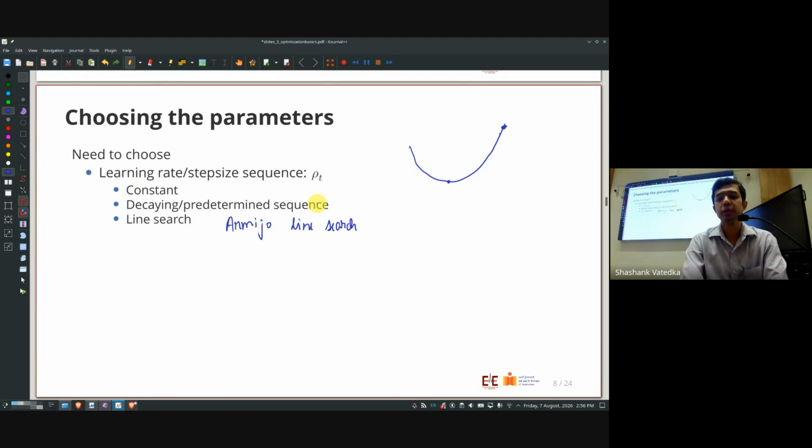But if you want to keep your algorithm as simple as possible, which is typically what many people do when they train deep learning algorithms, you typically choose it to be either a constant or decaying according to some particular rule.